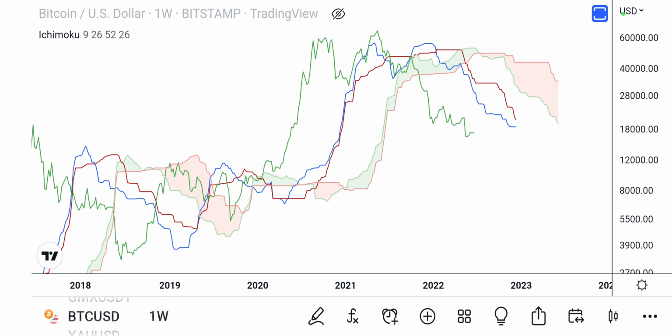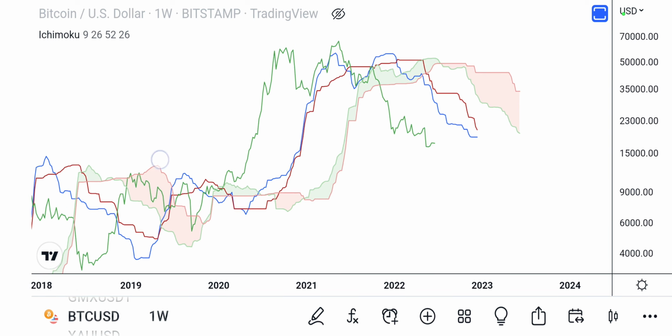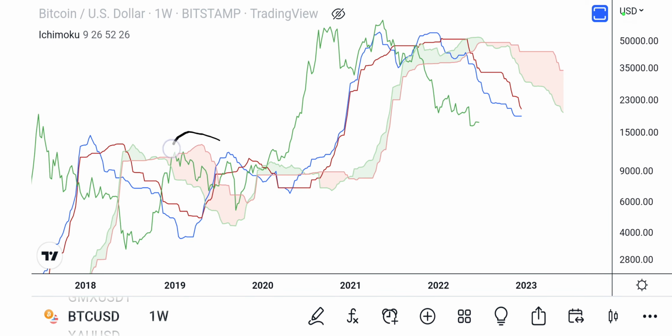So now look at what happened in this cloud here. Look at what happened in this cloud here. And look at the blue EMA is called the Tenkan, the red EMA is called the Kijun, and the green EMA here is called the Chikou span. Now, this is on the weekly time frame, take note of that.